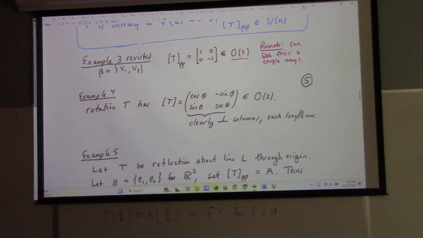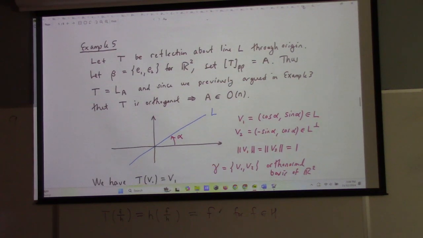Example 4, you have a rotation, which has the standard matrix cosine, sine, minus sine, cosine. Check this out. This vector and that vector are perpendicular. They're both unit vectors because sine squared plus cosine squared is 1, right? So the columns are clearly orthogonal and length 1. The columns form an orthonormal basis for R2, therefore this is an orthogonal matrix. Conversely, you could just check that this matrix times its transpose gives you back the identity. Also true. So rotation is an orthogonal transformation.